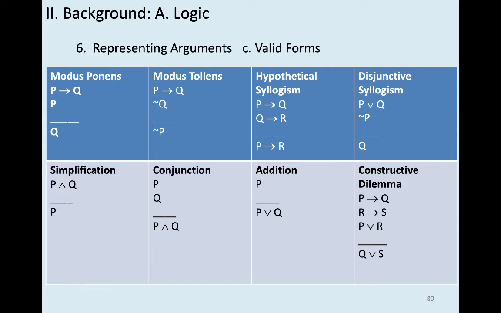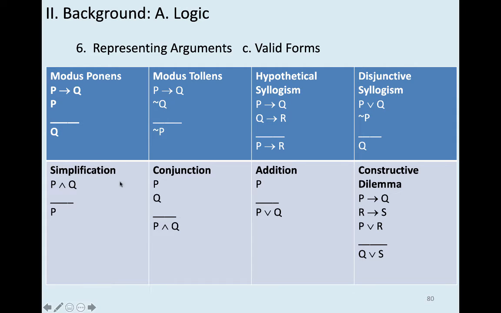Any argument that has that form is valid regardless of what P and Q stand for. Why? Because it's saying P guarantees you're going to get to Q, you have P. And that just means you've guaranteed to get to Q. That's one people typically have an easy time understanding.